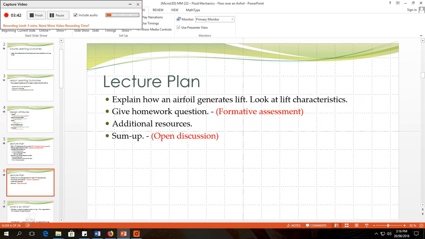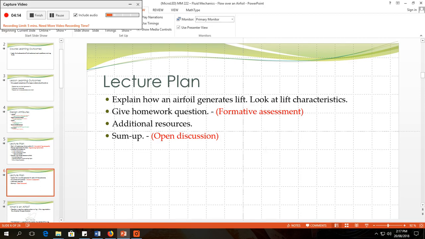Next, I will look at how airfoils generate lift. We'll look at the lift characteristics, and here what I'll do is I'll give them images, I will give them graphs which will help them understand how an airfoil generates lift and what happens if the angle of attack is changed. I will give them a homework question. This is a formative assessment, and we'll discuss the question in the next class.